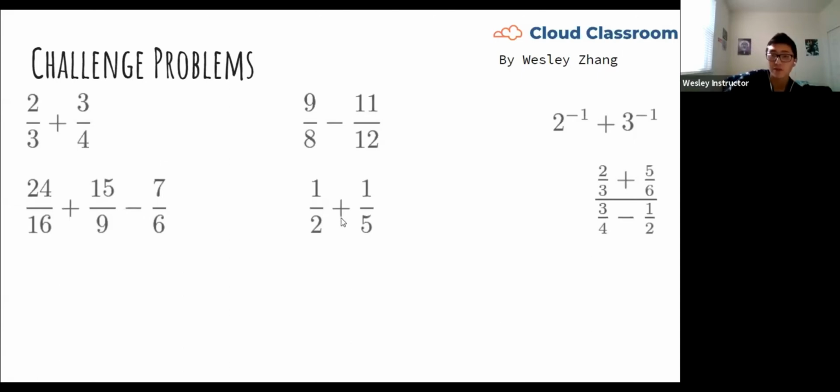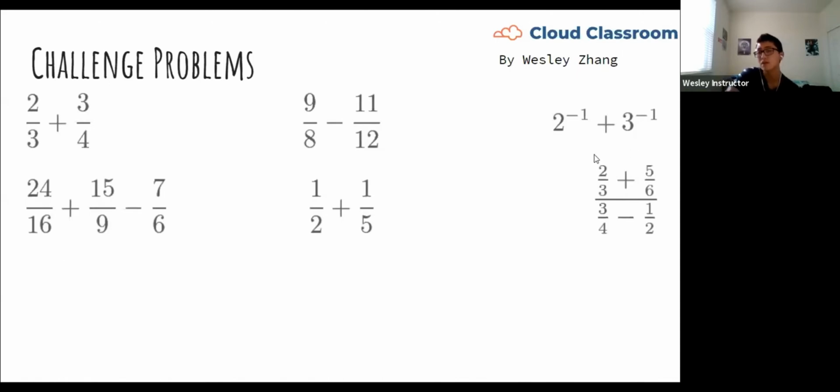All right, 1/2 plus 1/5. So an LCM of 10. So multiply by 5/5 and 2/2. And that gives us 5/10 plus 2/10, and when we add the numerators, that gives us 7/10.